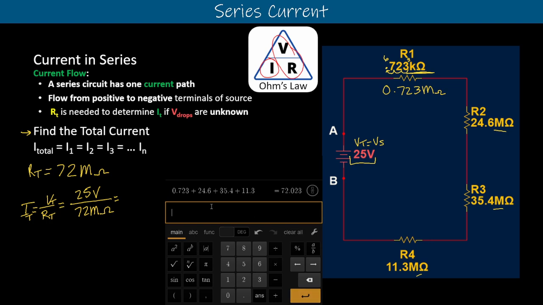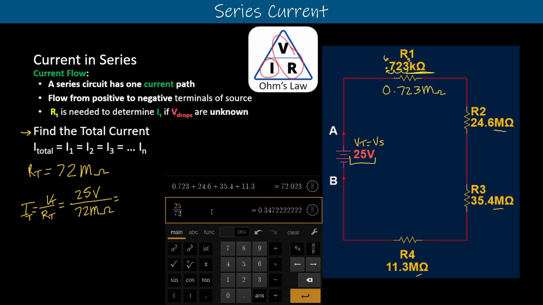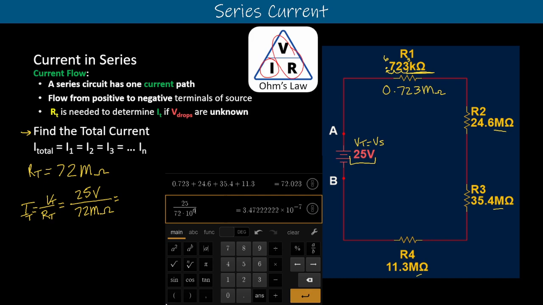Let's solve that here. We can plug that into our Desmos. 25 divided by 72 million, right? 72 times 10 to the positive 6. There we go. So we're given a weird number there. Our IT is equal to 3.47 times 10 to the negative 7, right? That's not an engineering notation because it's not a group of 3. That negative 7 location doesn't work with engineering notation.